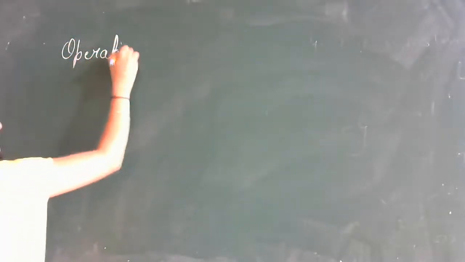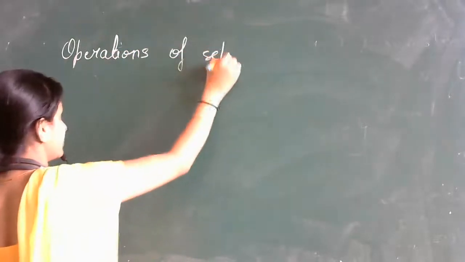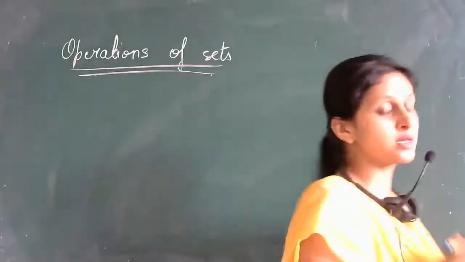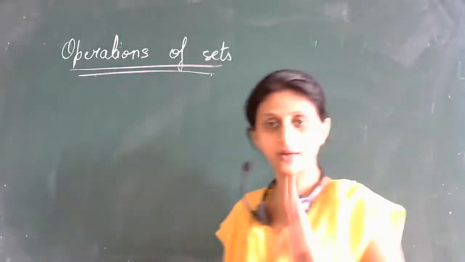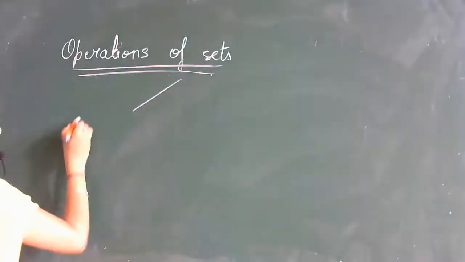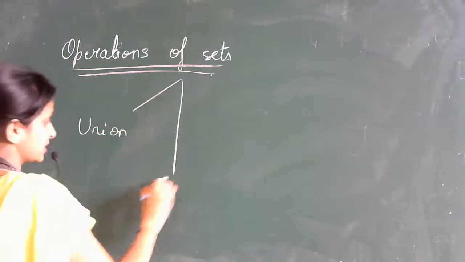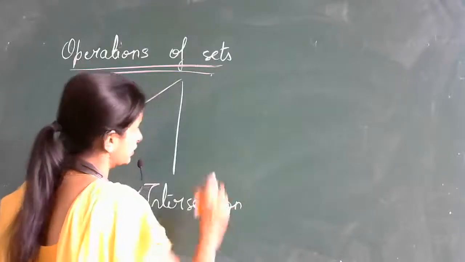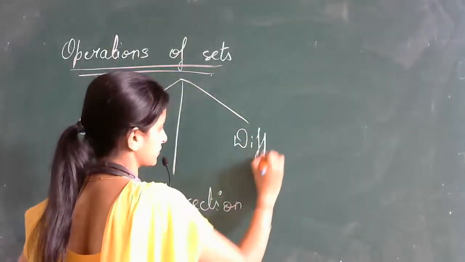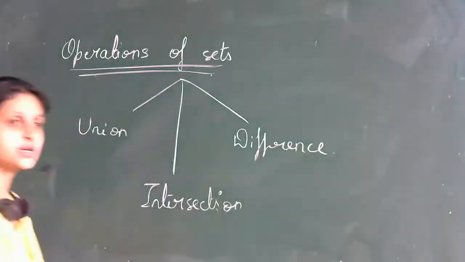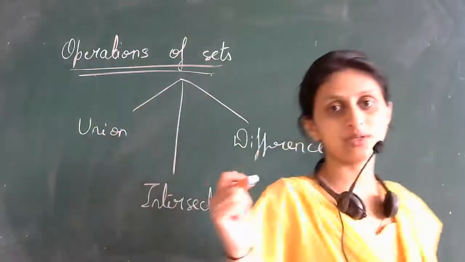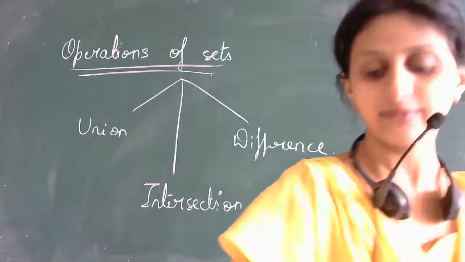Now next we are going to study operations on sets. As in the case of numbers, we have operations like addition, subtraction, multiplication, division. These are fundamental operations, right, in the case of numbers. Similarly, in the case of sets, we have operations. We have 3 operations. First one is union. Second one is intersection. And third one is difference. So we are going to study these 3 operations on sets. And also we will study through Venn diagrams how we shall represent these operations. Okay? So one by one we will start with the operations.